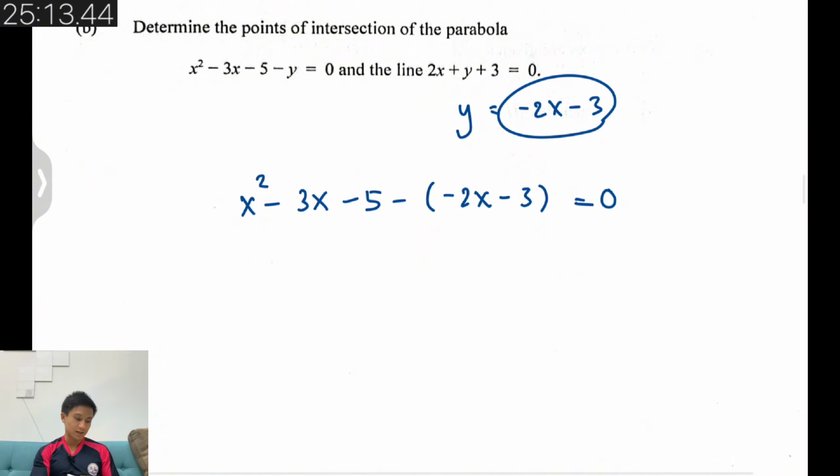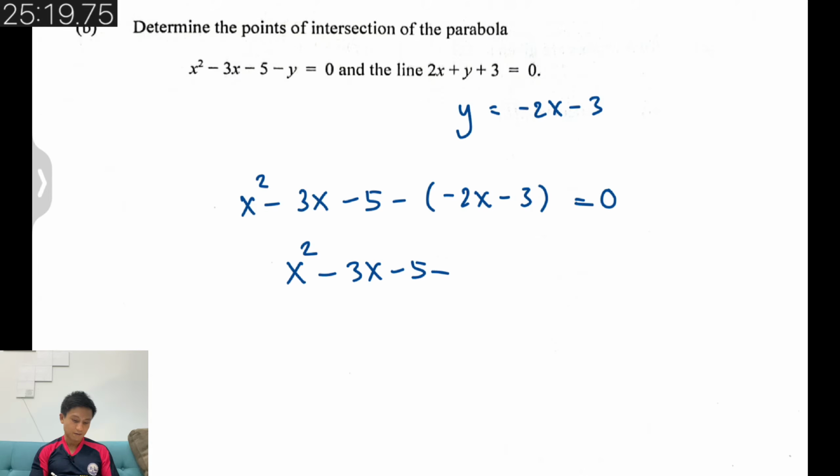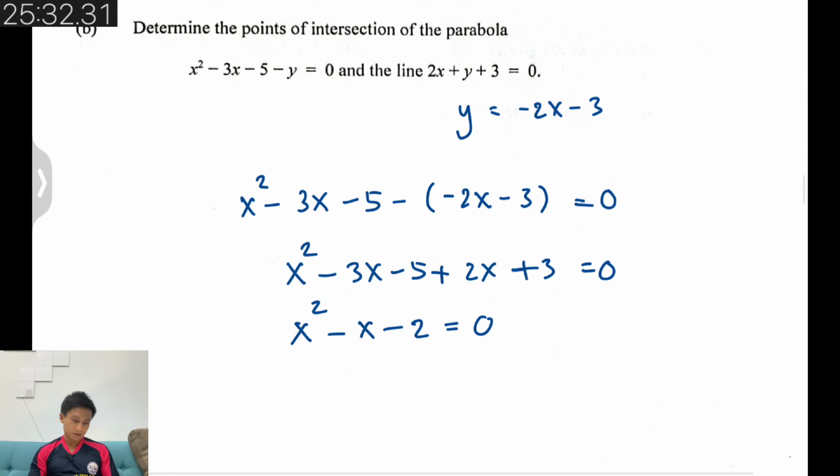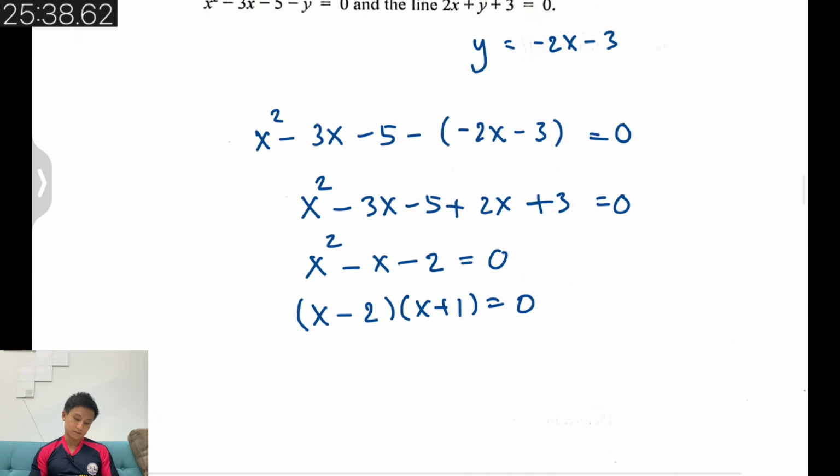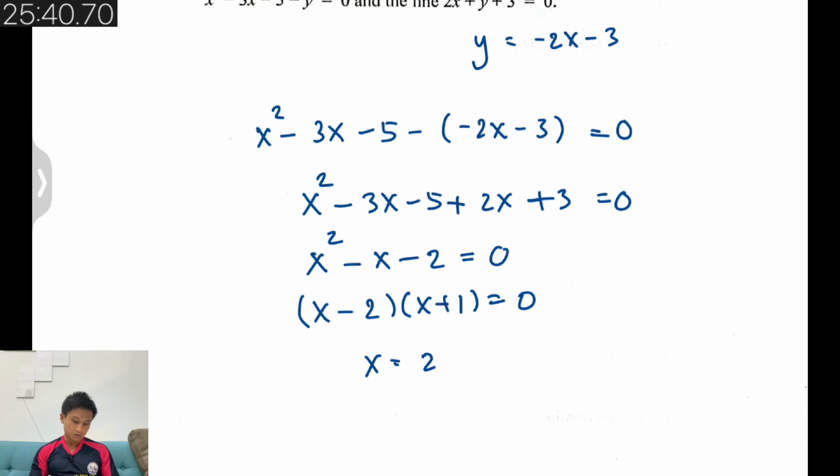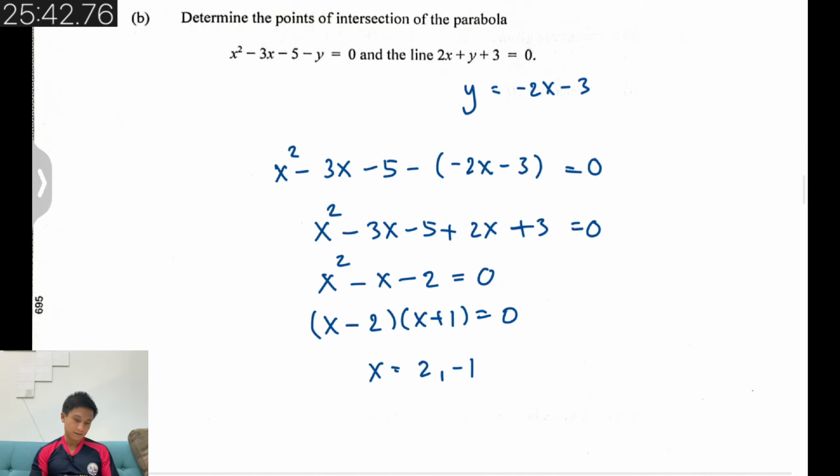Don't forget the sign there. A bit tricky sometimes. So if we simplify this, we get x squared minus 3x minus 5 plus 2x plus 3 equals 0. Simplifying it again, we get x squared minus x minus 2 equals 0. So if we factorize that, we get (x minus 2)(x plus 1) equals 0. So x equals 2 and minus 1 for that.